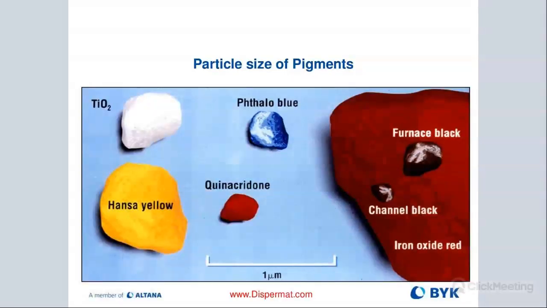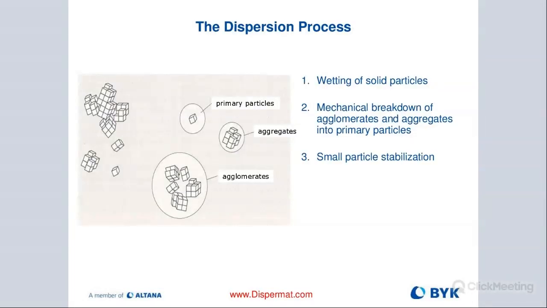So here's just an example of different pigment types and what that looks like in terms of particle size, just to give you an idea of what that looks like under the microscope. And I really like this slide a lot because it kind of shows what's happening here. So we have these larger building blocks. These are clusters that are held together by van der Waals forces. We call them agglomerates. And ideally, what we want to do is break up these binding forces and reduce the size of these blocks and turn them into aggregates.